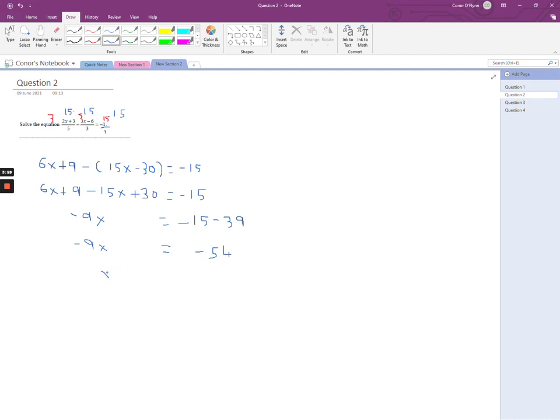And it'll be minus 54 divided by minus 9. So I'm dividing by 2 minuses, so I get 6. So it has to be 6. Okay, so when you get the numbers on the bottom, you want to get rid of the bottom number. So that's basically how you do them.